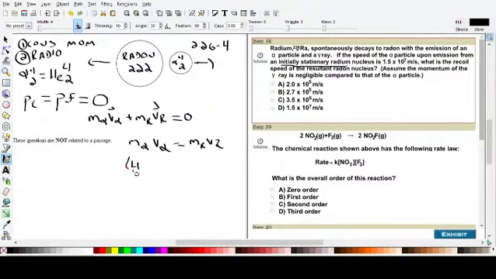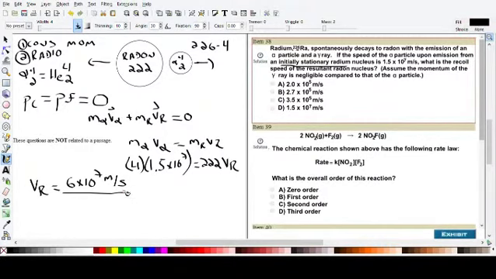We have 4 times 1.5 times 10 to the 7th. And that's going to equal 222 times the velocity of the radon, which gives us the velocity of the radon equals 6 times 10 to the 7th meters per second over 2 times 10 to the second, or just more than that, which gives us a little bit less than 3 times 10 to the 5th, or 2.7 times 10 to the 5th.